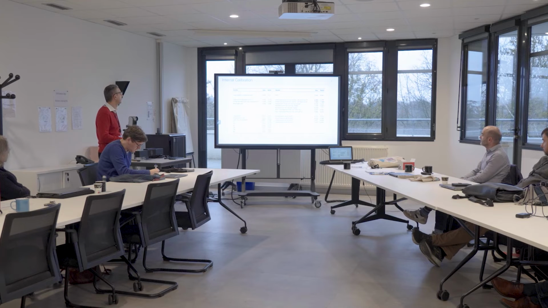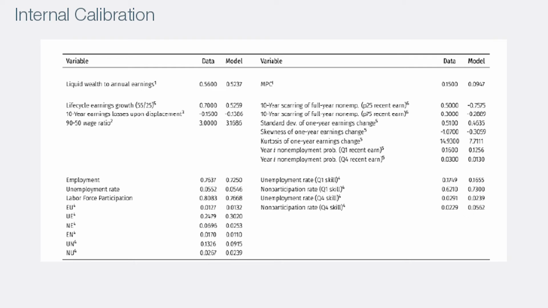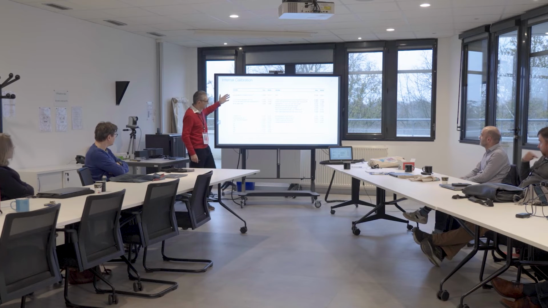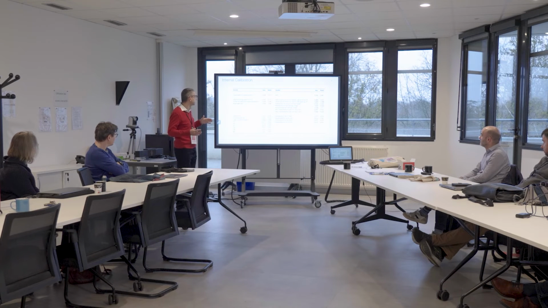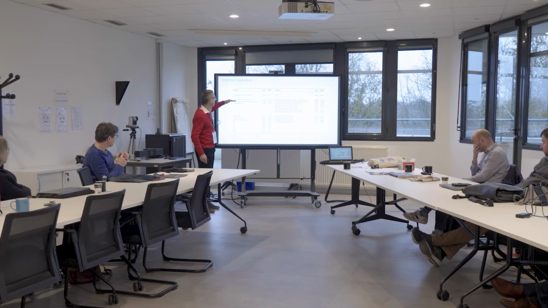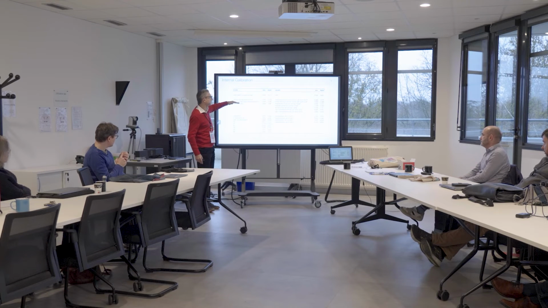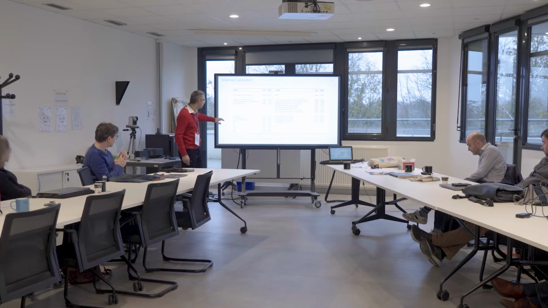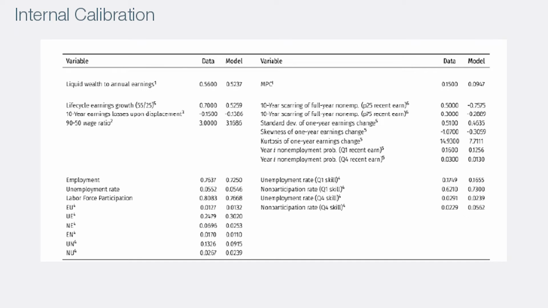So let me talk briefly about the parameterization. We have a number of parameters. The moments on the left-hand side of this table are the ones that we target. We target liquid wealth to annual earnings, so we have a liquid wealth calibration that gives us a pretty high MPC. Then we have all these parameters in the skill dynamics. The two key parameters are delta plus and delta minus, the upward drift and the downward drift. We try to match earnings growth over the life cycle and earnings losses upon displacement, and we do a pretty good job in matching those. Then we match the average stocks and flows, and we do pretty well also in that dimension.